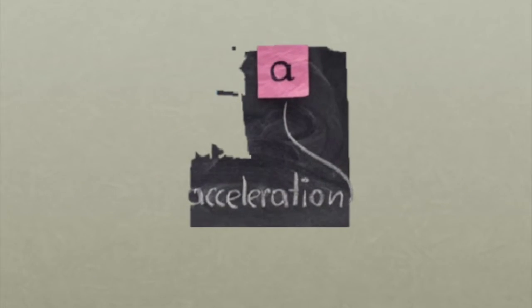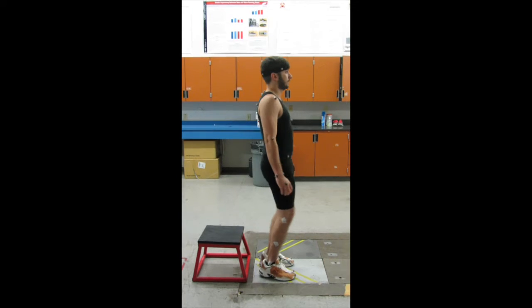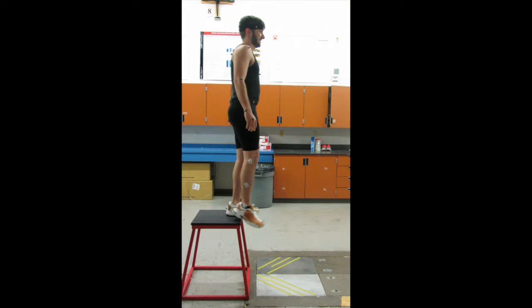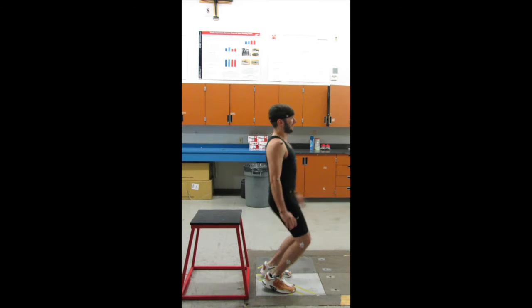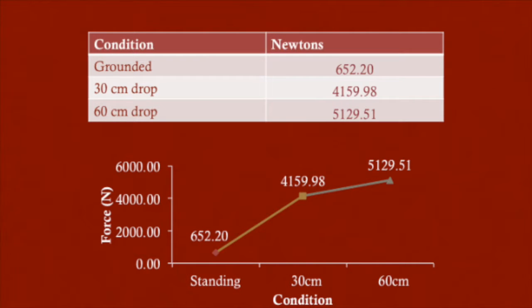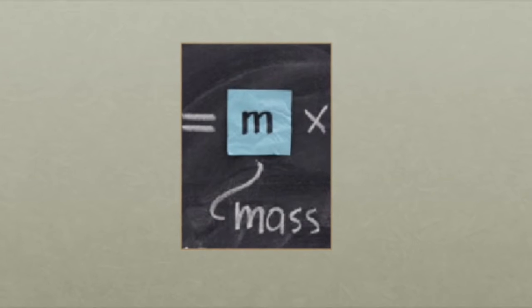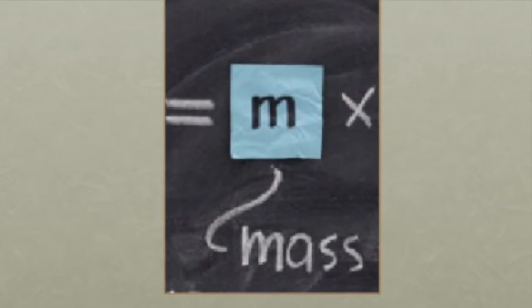We begin by adjusting the acceleration of our system. Acceleration of the subject is increased by taking him from the standing position and increasing his drop height from 30 centimeters to 60 centimeters, increasing the time spent accelerating towards the ground due to gravity. As the results from the acceleration experiment illustrate, force is a function of acceleration. As the system spends more time accelerating towards the ground as a function of gravity, the resulting ground reaction force increases.